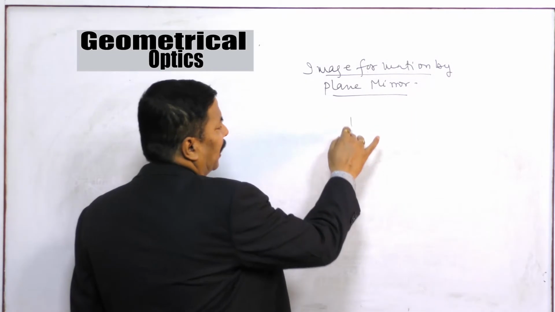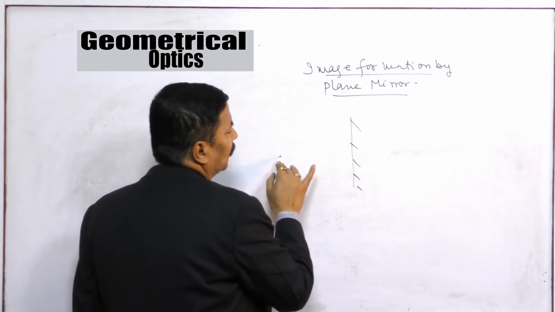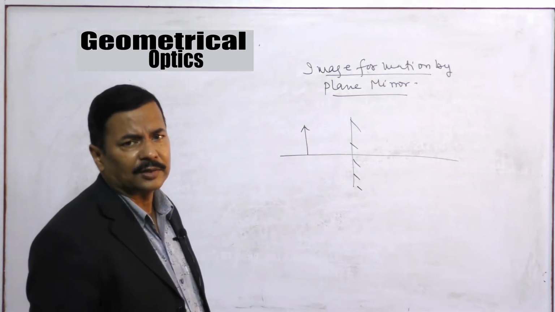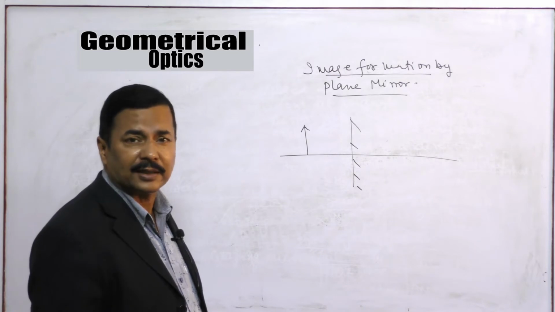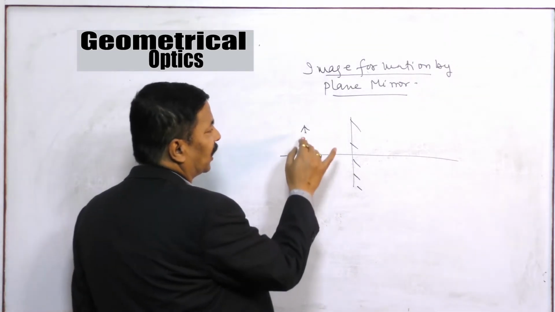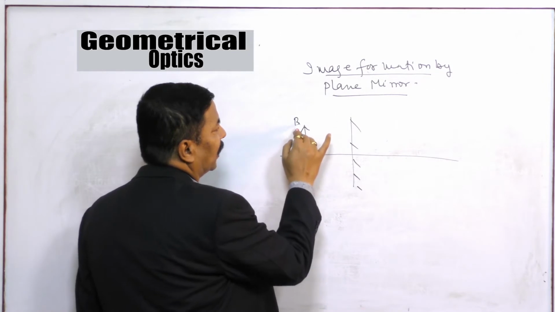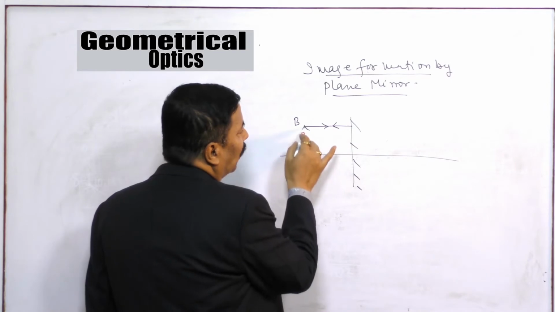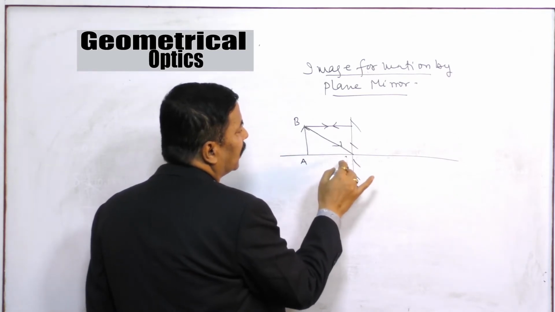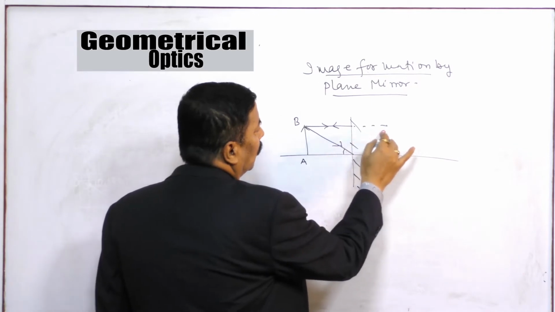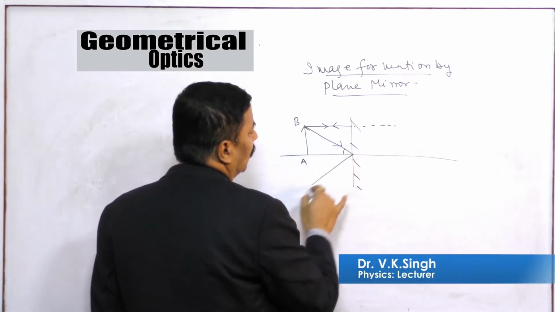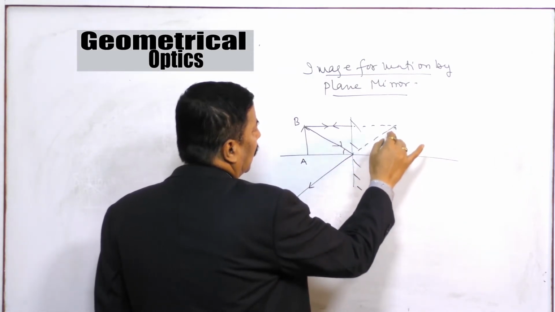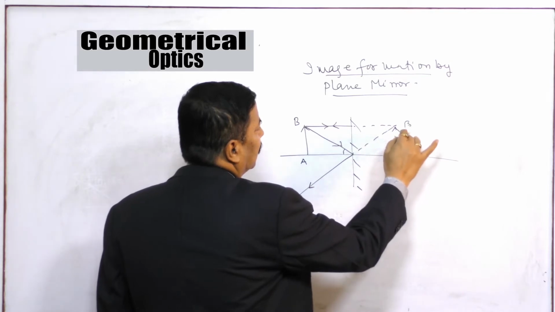So if a plane mirror is here and if an object is here, two types of objects we consider in optics. One is a point object, one is an extended object. So this is an extended object. This AB is an extended object. So a ray will go, this is falling normally, so it will retrace back. One ray will go in this way, incident ray, this is the angle of incidence. So here is the image, A dash, B dash, formed.